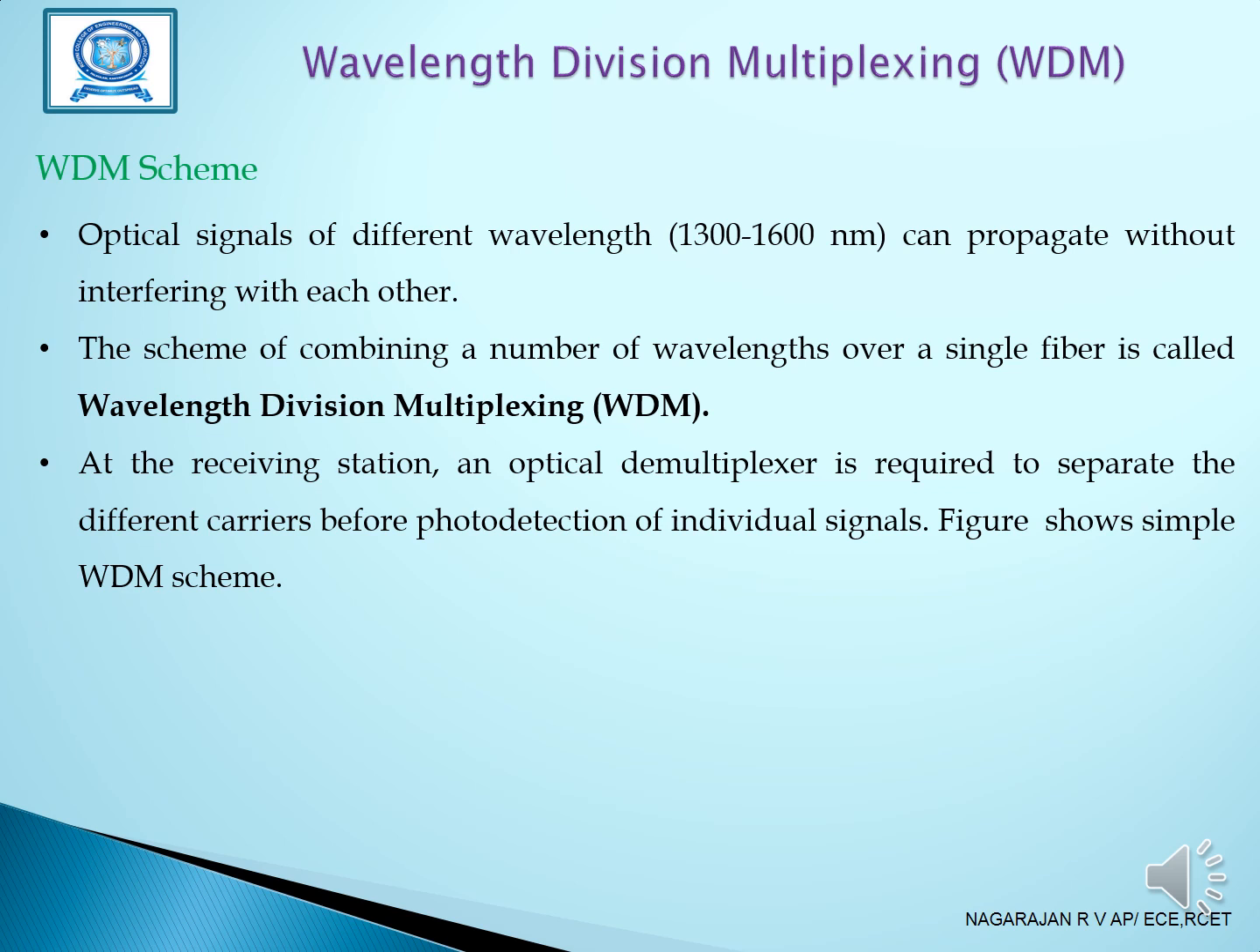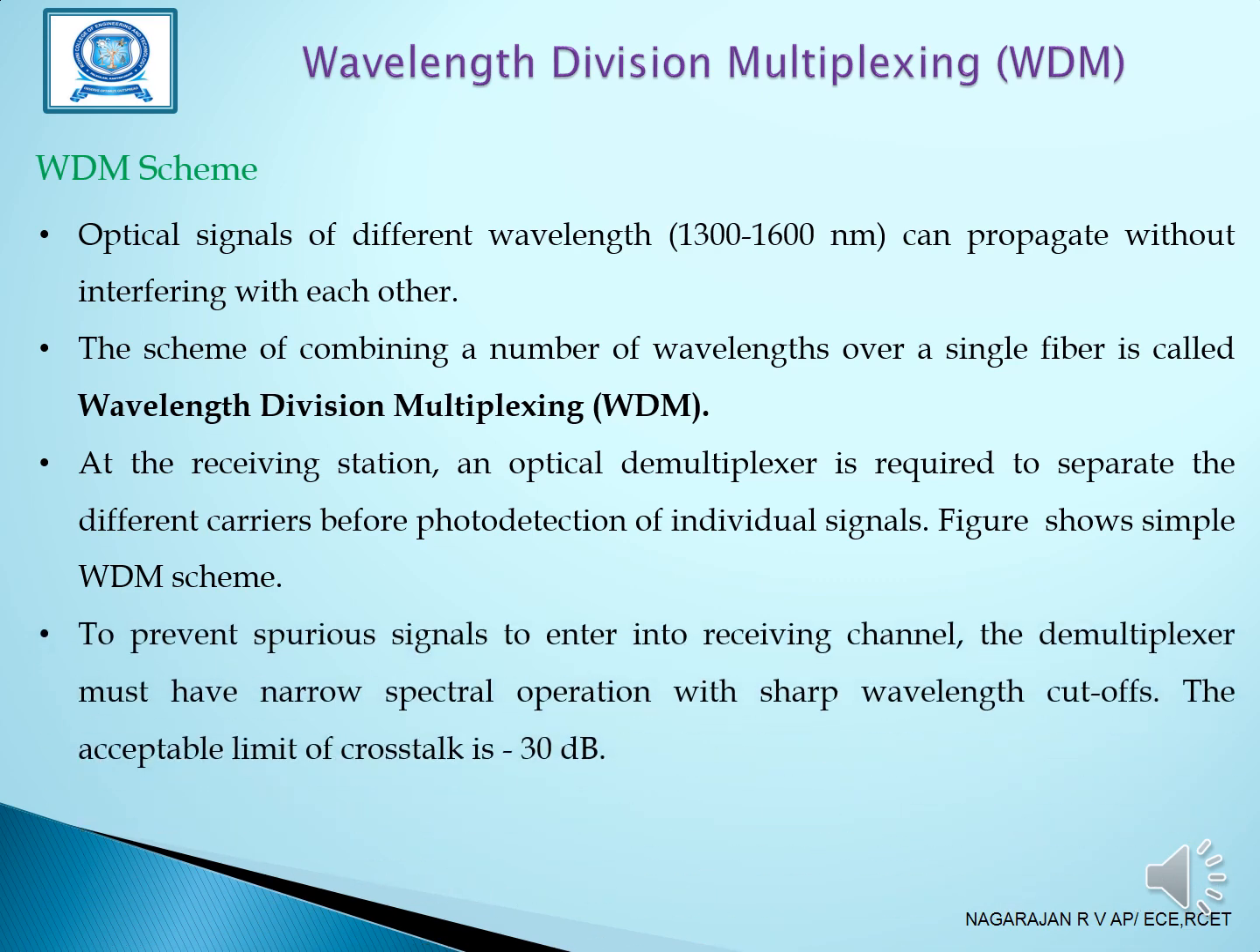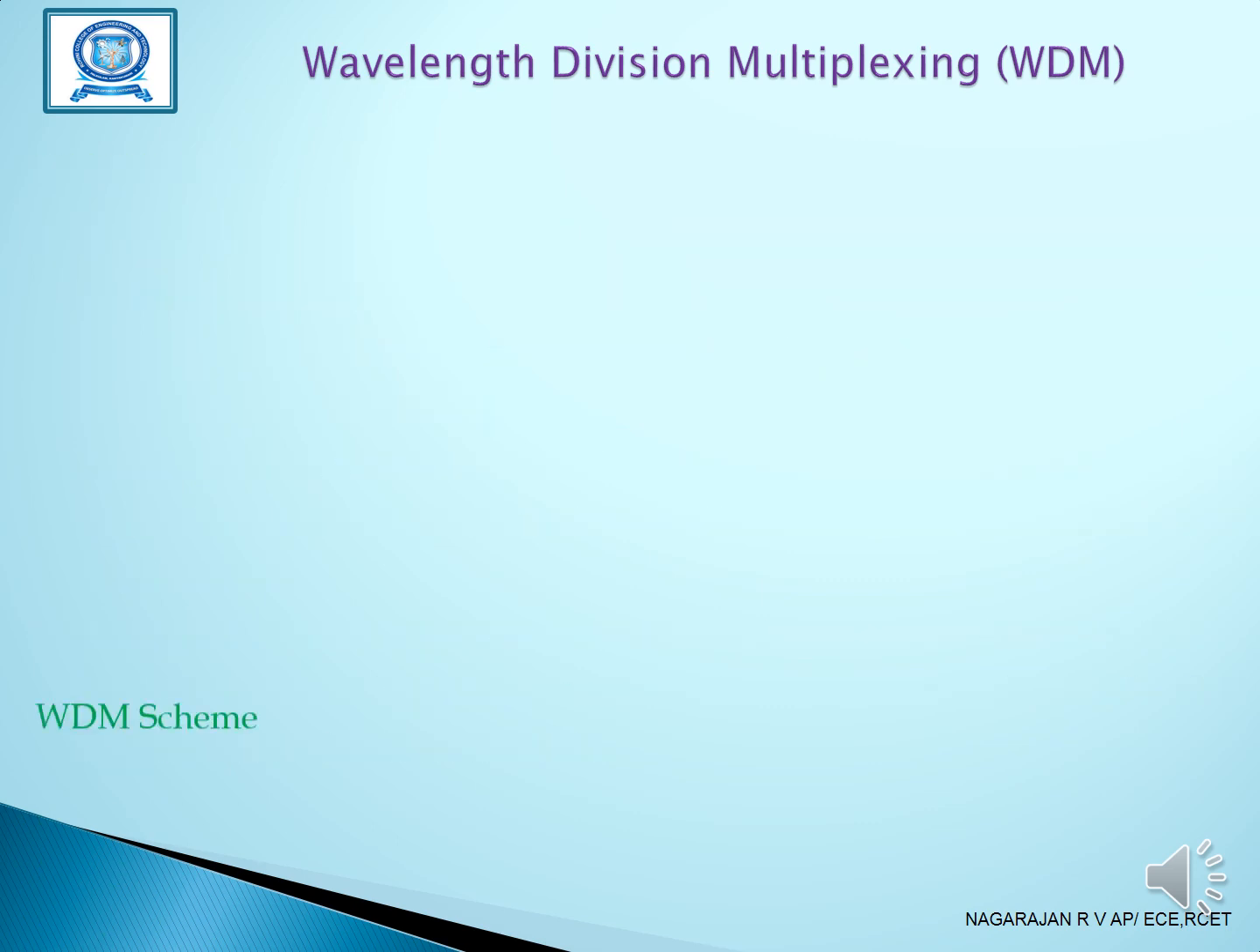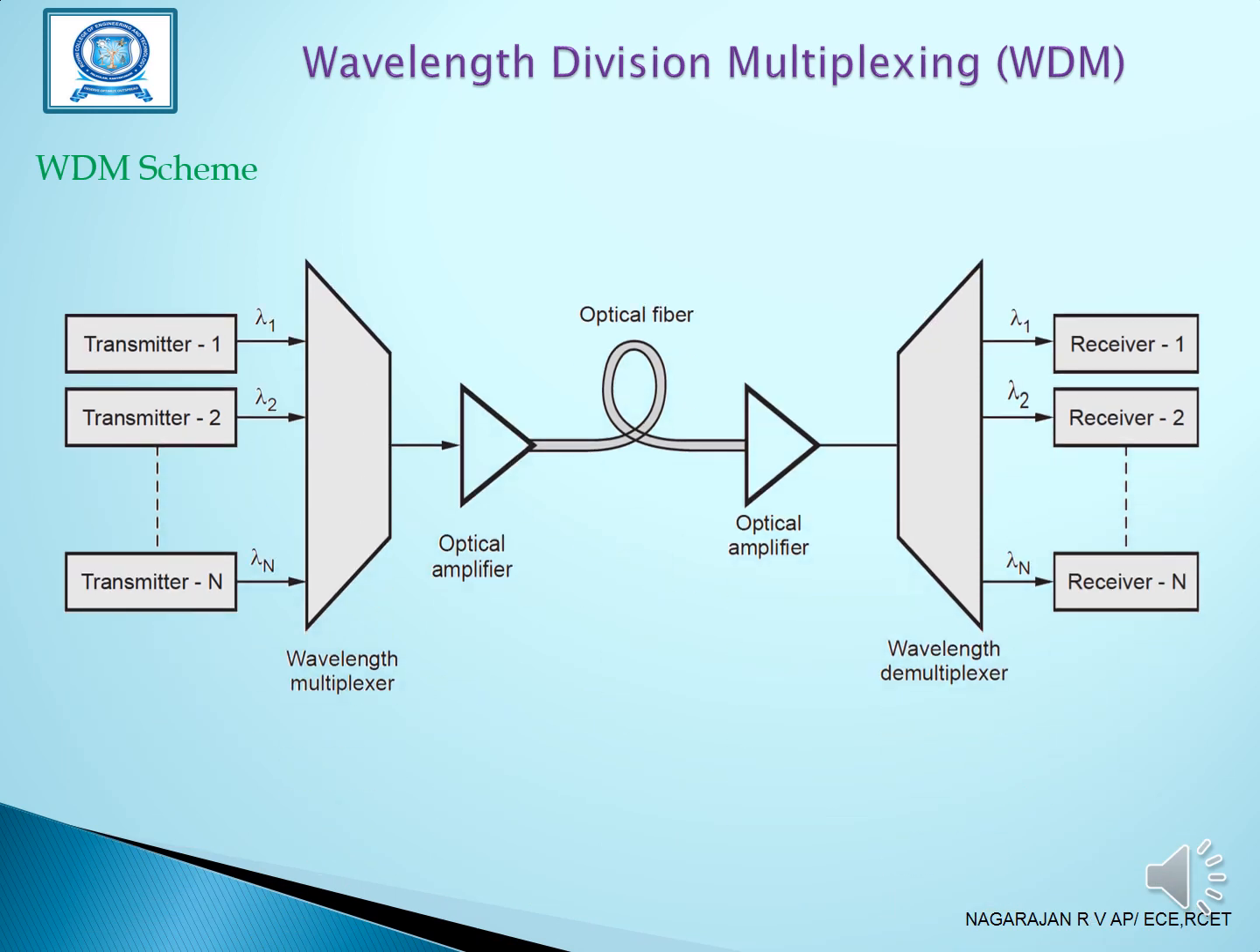The following figure shows the simple wavelength division multiplexing. To prevent spurious signals from entering the receiving channel, the demultiplexer must have narrow spectral operation with sharp wavelength cutoff. The acceptable limit of crosstalk is -30 dB. So this figure shows the wavelength division multiplexing.